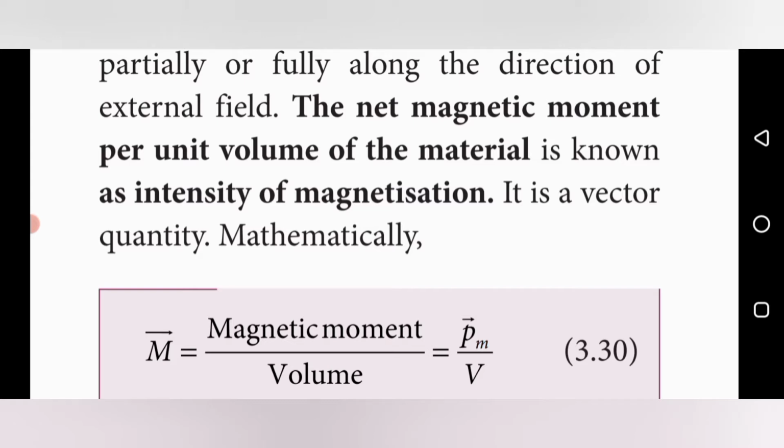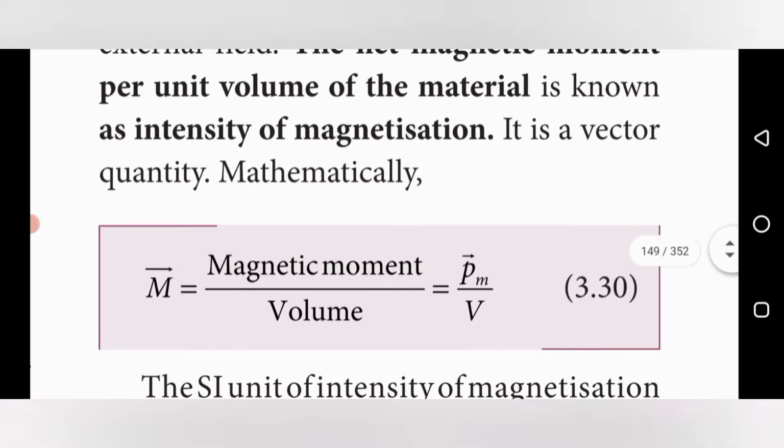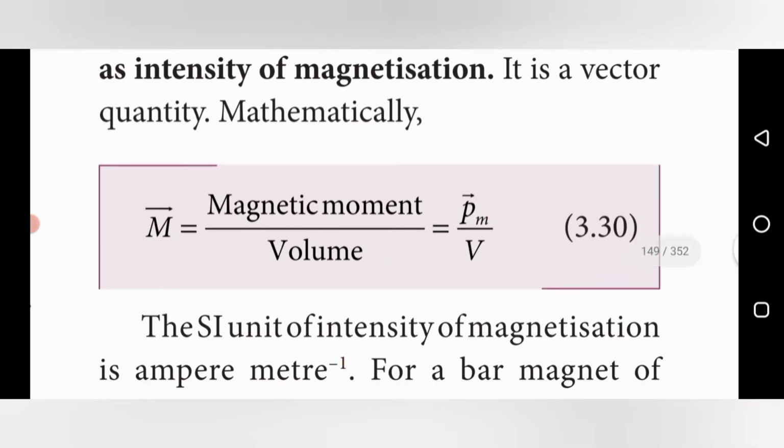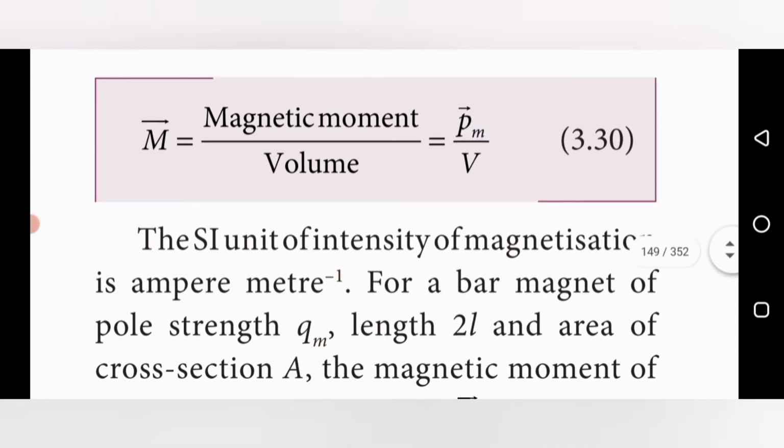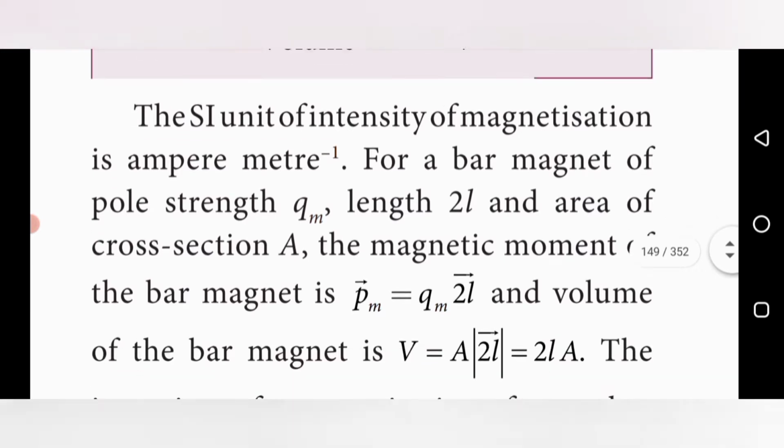It is purely a vector quantity. It can be expressed as M is equal to magnetic moment divided by volume. Already you know the magnetic moment p_m, divided by volume V. The unit of this intensity of magnetization is ampere per meter.